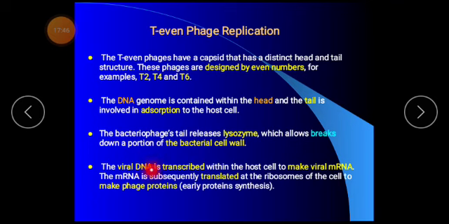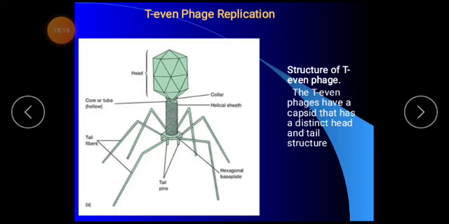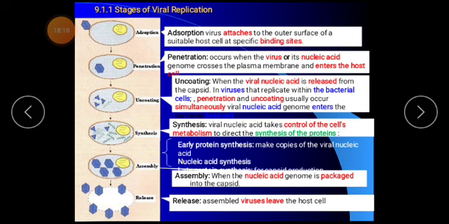So the viral DNA is transcribed within the host cell to make viral messenger RNA. The messenger RNA is subsequently translated at the ribosome of the cell to make phage protein, which is RNA and protein synthesis. This process occurs in RNA and protein synthesis, as we see here. In this stage, we find that RNA and protein synthesis make copies of the viral nucleic acid.